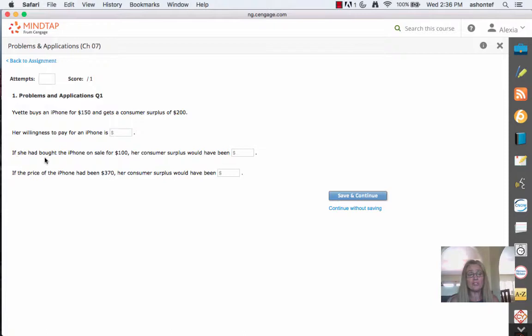Then it says, if she had bought the iPhone on sale for $100, so rather than paying $150, she only had to pay $100, what would that have done to her actual consumer surplus? And then the last part says, what if the price of the iPhone had been $370? What would have happened then? So be careful with this one and think that one through.